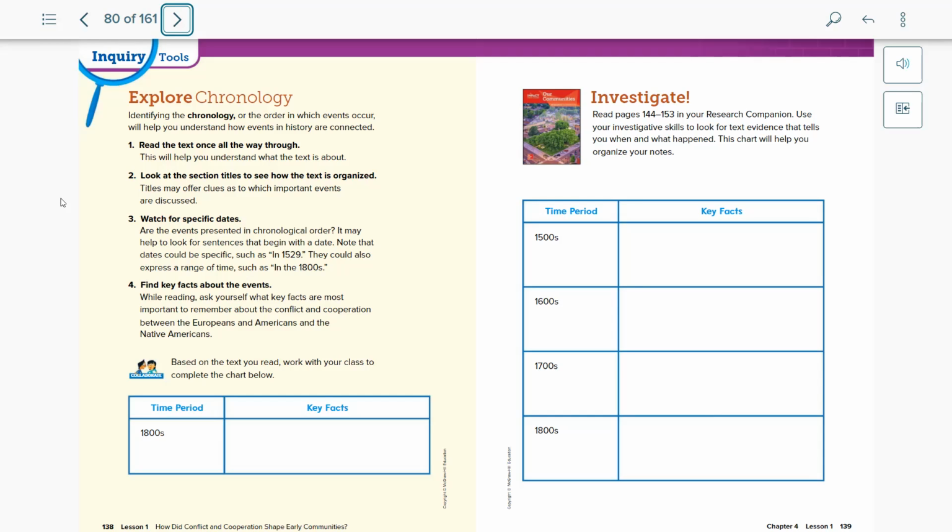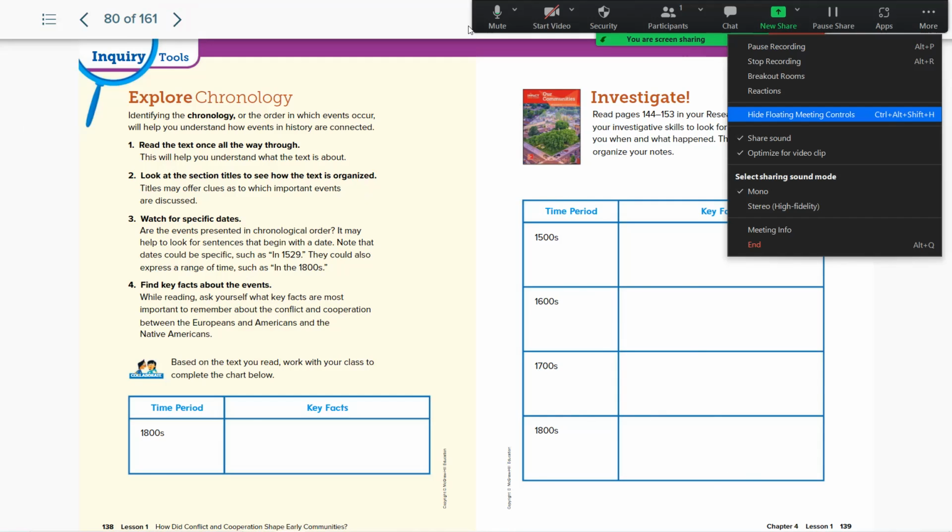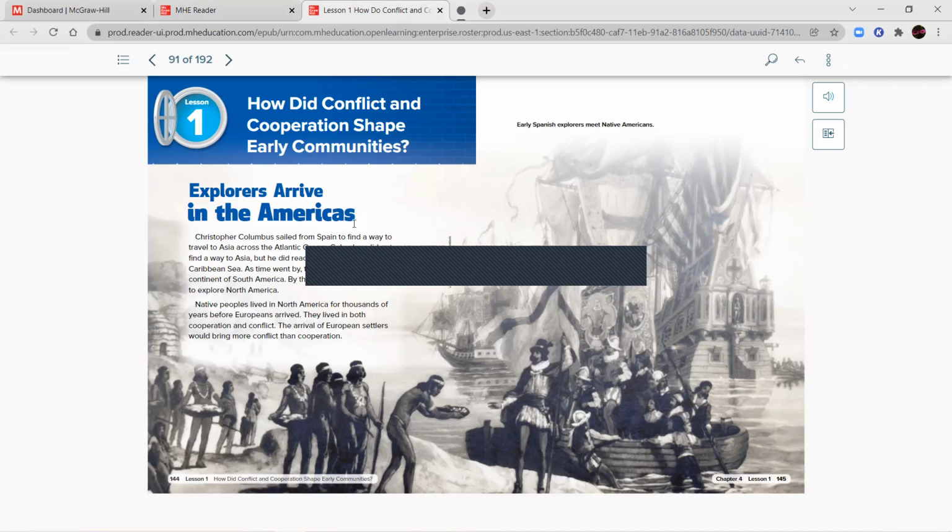Next, we're going to go in and read page 144 to 153 in our textbook. And we're going to look at different time periods. So you can see in our graphic organizer here, we have the 1500s, 1600s, 1700s, and 1800s. And we're going to write down some key facts about things that happened in those different time periods. So let's go ahead and jump into our textbook and continue reading.